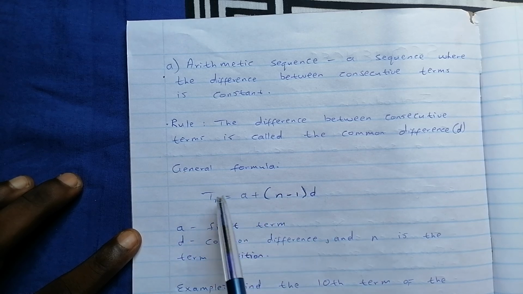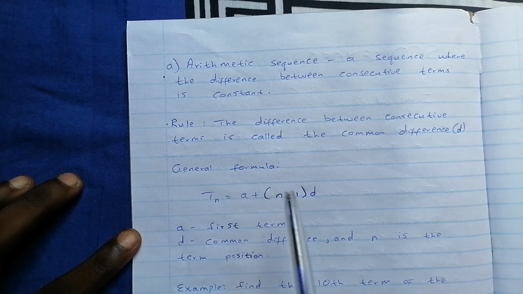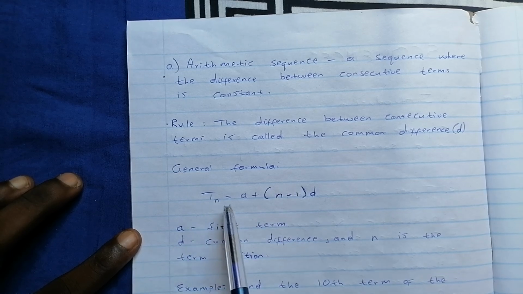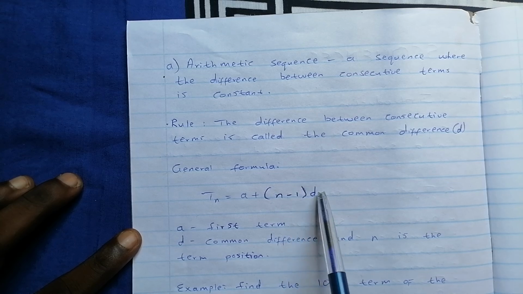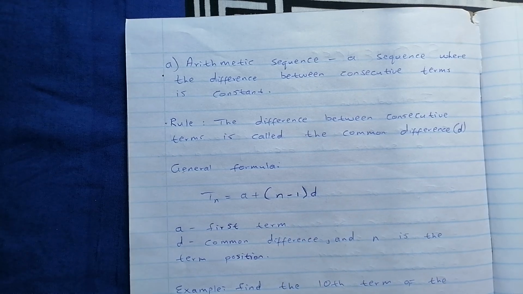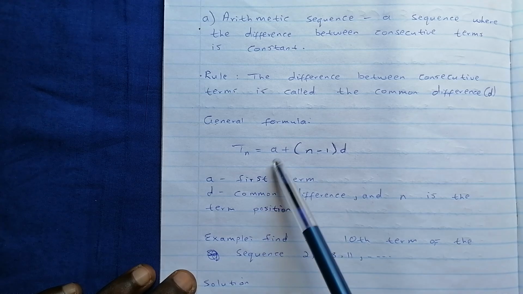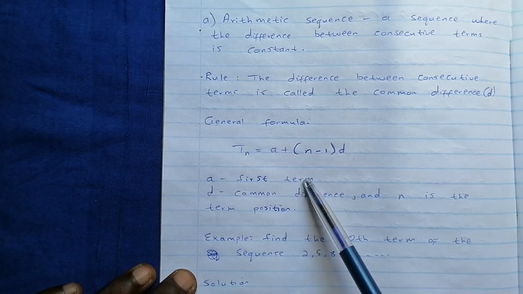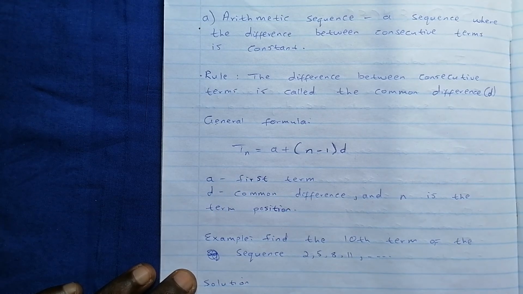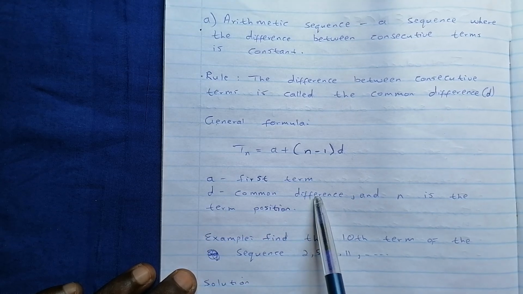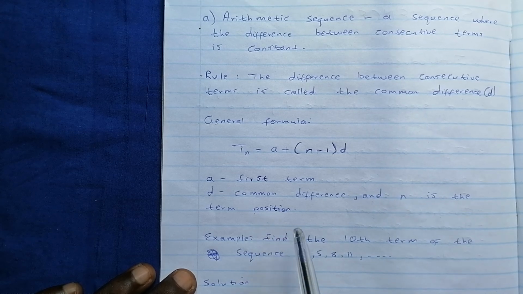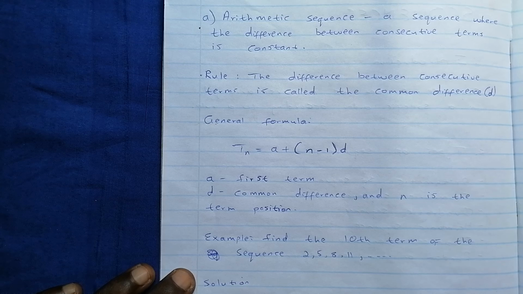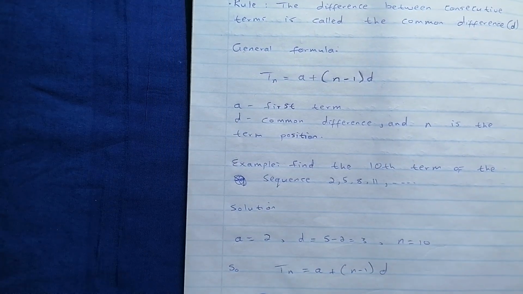This formula is the general formula of the nth term. It's Tn equals a plus open brackets n minus 1 close, d. Your a is your first term, the number that comes first in a sequence, d is the common difference, and n is the position of the term. Okay, so now let's look at an example.